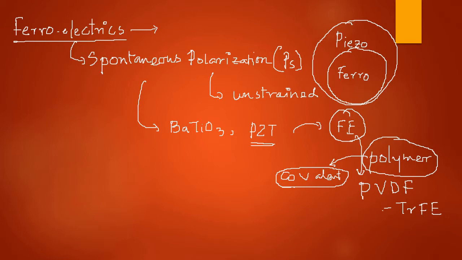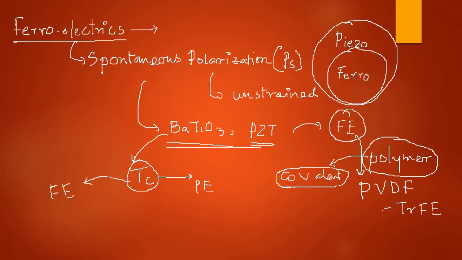But as we can see in the case of the ceramic ferroelectric material, their application is mainly limited by temperature, which is called the Curie temperature. The Curie temperature is the temperature above which the material will transform into a paraelectric phase, and if you are below this temperature, then the material is ferroelectric.